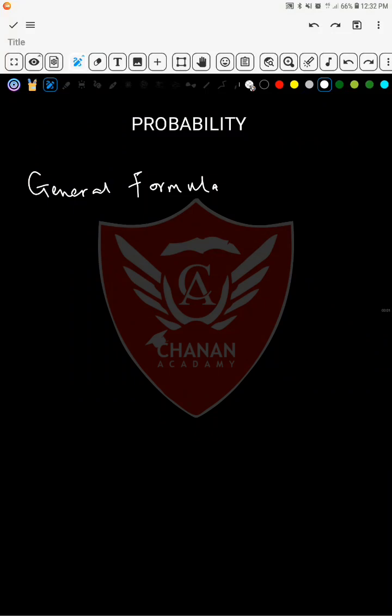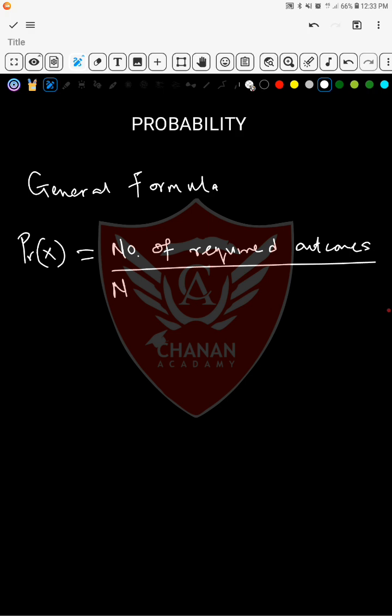The general formula for solving a probability, say we are looking for the probability of x, so probability of x can be given as the number of required outcome over the number of possible outcome.